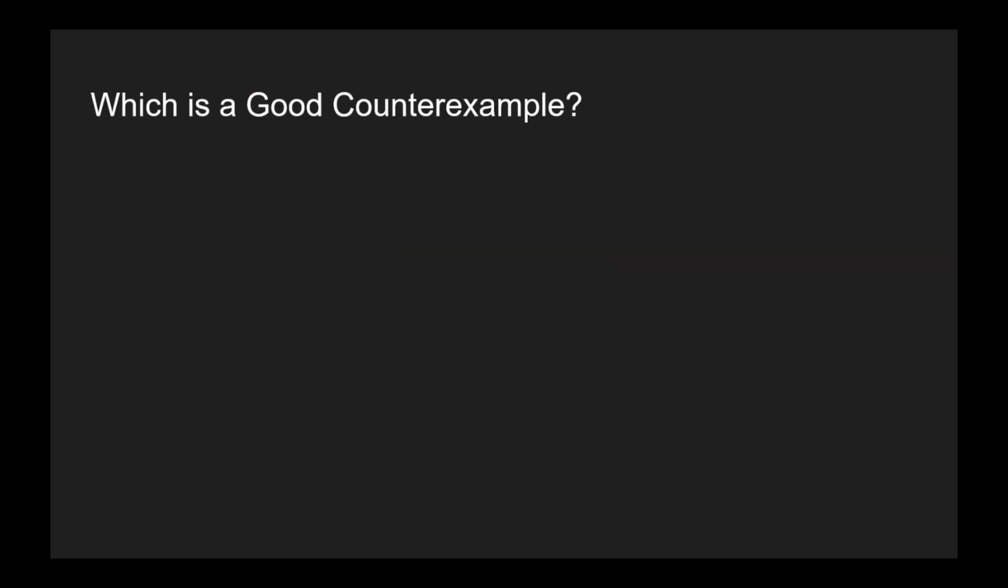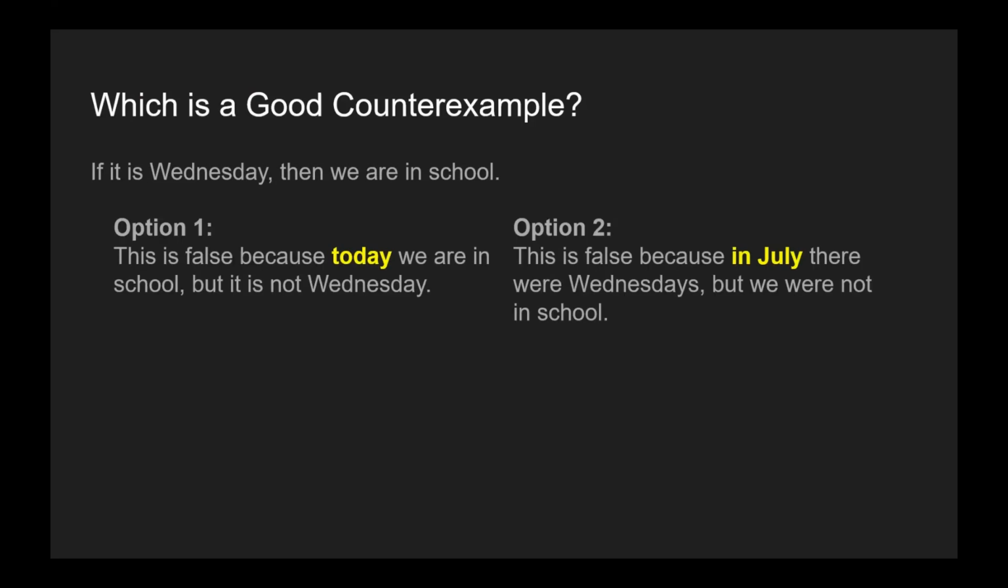I'm going to give a conditional statement that I know is false, and I'm going to give two options for a counterexample. Your job is to decide which one is a good counterexample. Conditional statement: if it is Wednesday, then we are in school. Two options for counterexample. Option 1, this is false because today we are in school, but it is not Wednesday. Option 2, this is false because in July there were Wednesdays, but we were not in school.